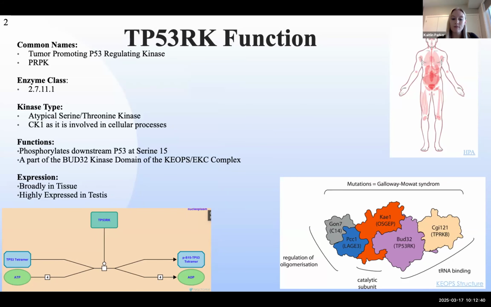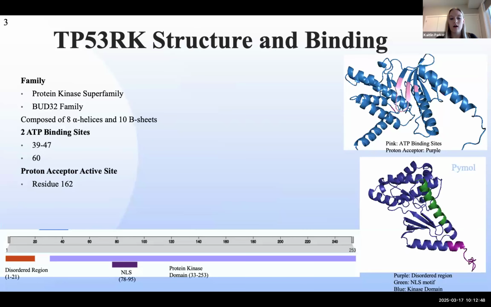It's expressed broadly throughout the body, but it's highly expressed in the testes, and it's suspected to be localized in the cytoplasm and nucleus. The structure in UniProt indicates that there's a nuclear localization signal motif within the kinase domain from residue 78 to 95. Due to it being on the exterior alpha helix and densely rich in arginine, it's indicated that there may be true signals, but there's no information currently on the nuclear transportation method of the kinase.